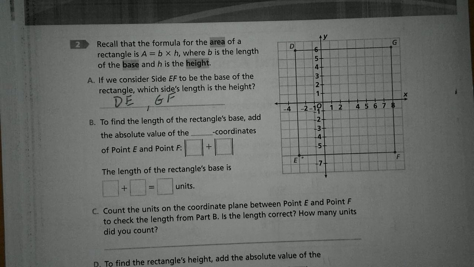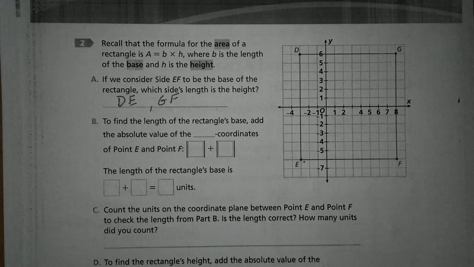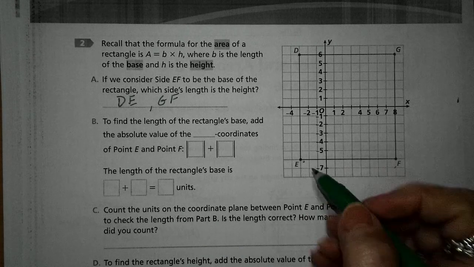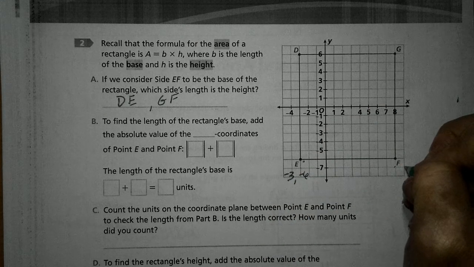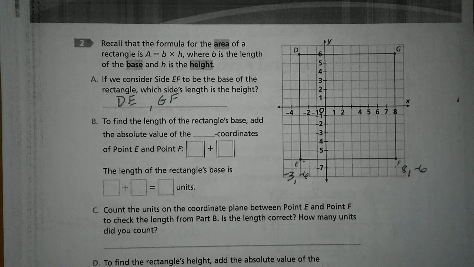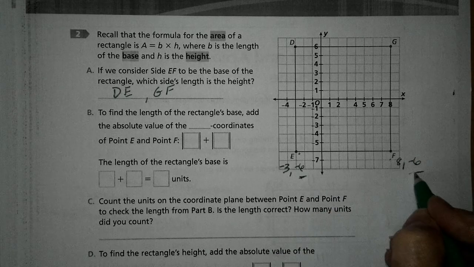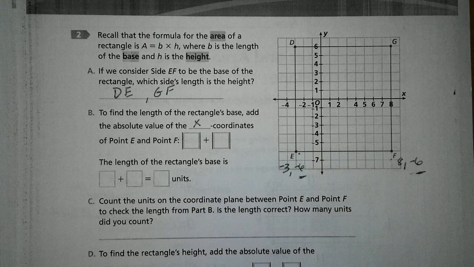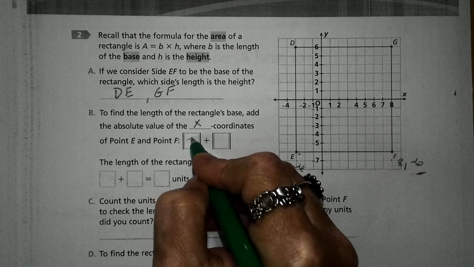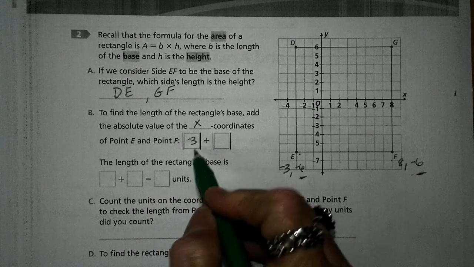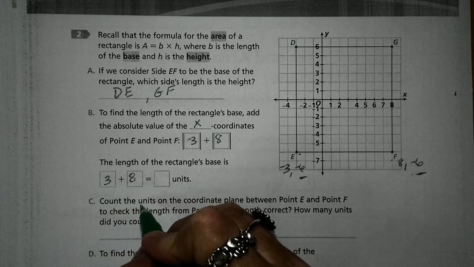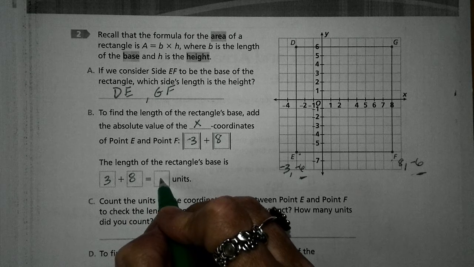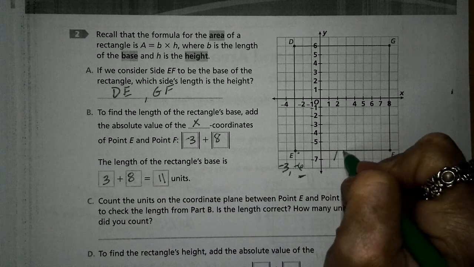Okay? All right, so it says find the length of the rectangle's base, add the absolute values. So we want these, right? This point is -3, -6, and this point is 8, -6. So we're not going to use the y values. We need to use the x coordinates. So we're going to find the absolute value of -3 and the absolute value of 8. That would basically just be 3 plus 8, which is 11. So that means this down here is 11.